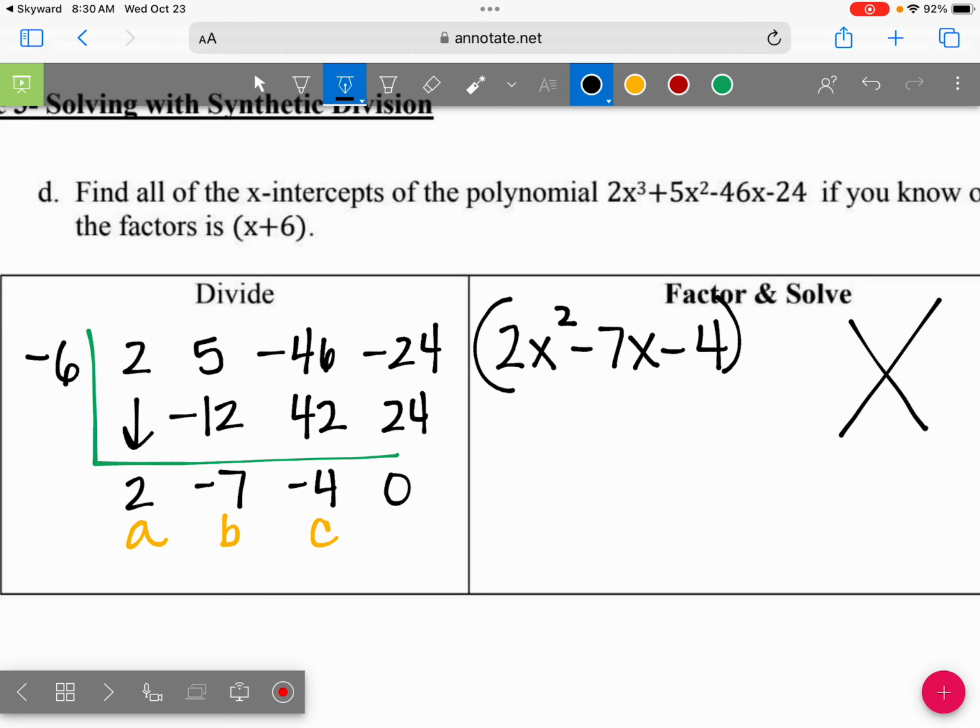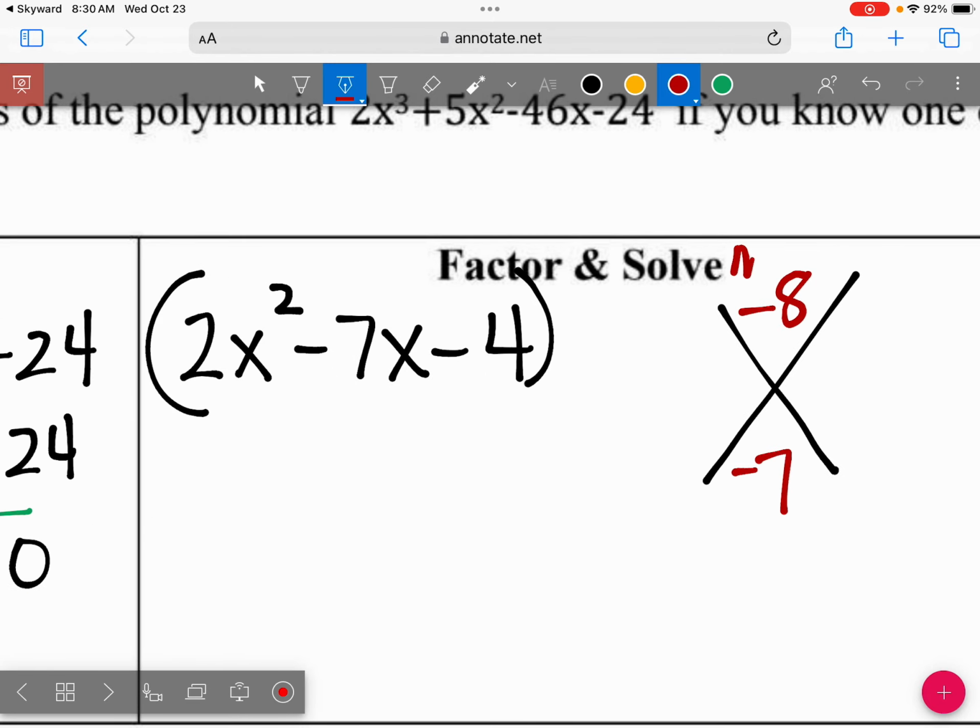Who ended with 0? Okay. Go ahead and check your 3 numbers. 2, -7, and -4. Who had those 3 numbers? 2, -7, and -4. All right, good. So now we have to factor that down. So we're going to take A times C. 2 times -4 would be -8. -7 goes at the bottom. So don't say it out loud, but see if you can find our 2 numbers. They multiply to be -8 and add to give you a -7.